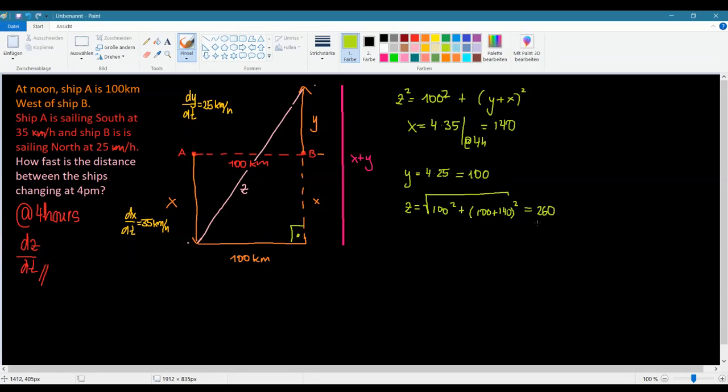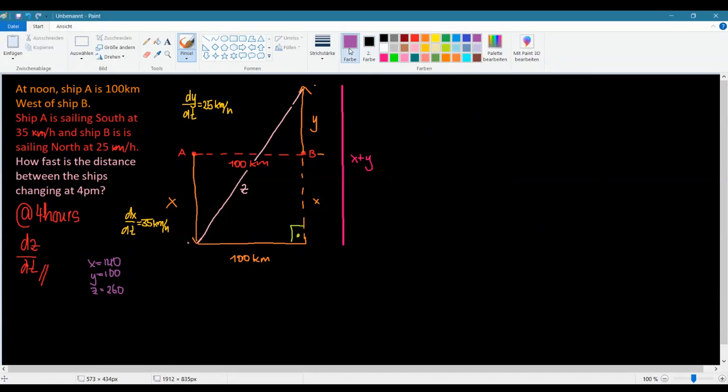260. So now we have our 3 lengths. This is a little messy. Let me write it all down in the corner here, because now we know it. We know x is 140. We know y is 100, and we know z is 260. Okay, so now I'm gonna get rid of this side work because we need the space.